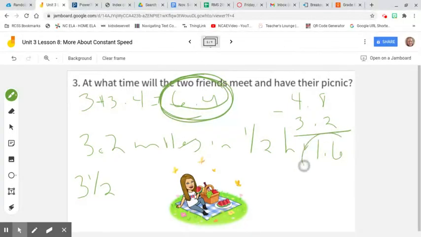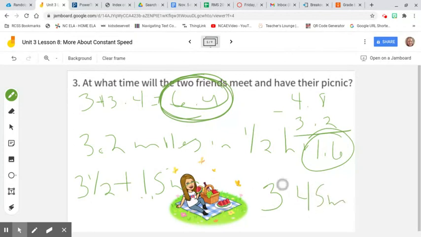I am left with 1.6. So plus another 15 minutes, excuse me. Let me erase that so it's not confusing. Plus another 15 minutes. So that will be 3 hours and 45 minutes, or 3.75. So they will meet after 3.75 hours.